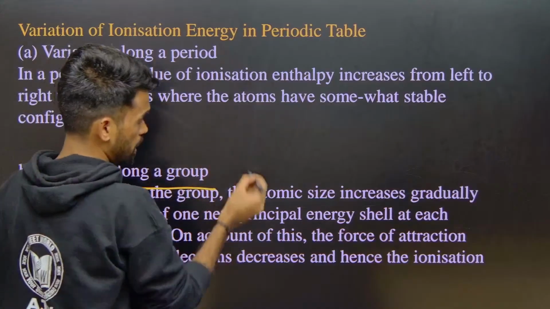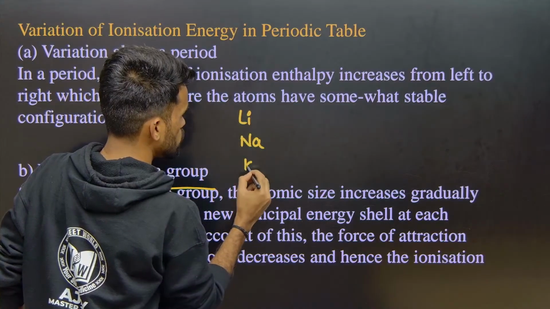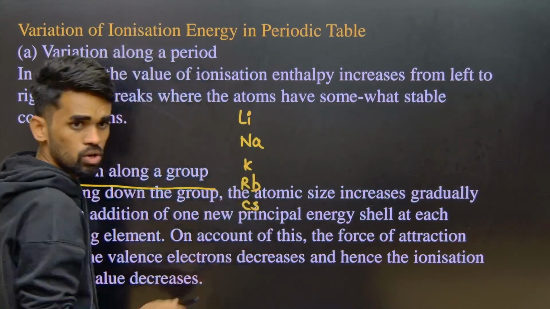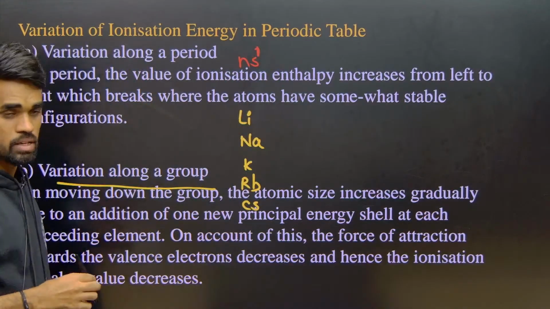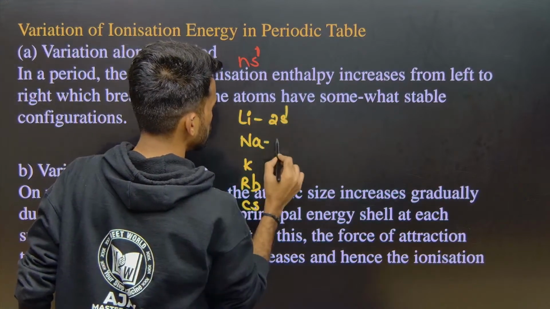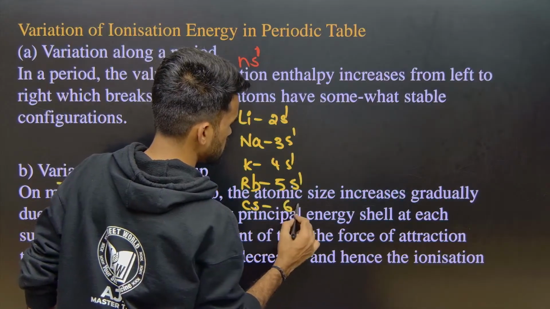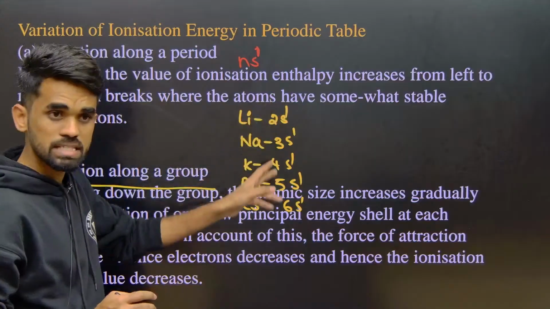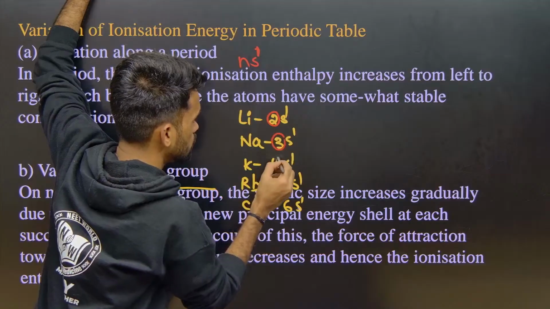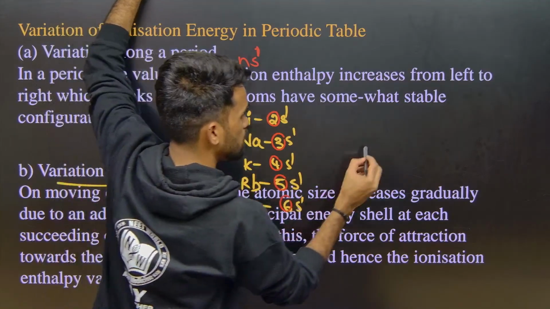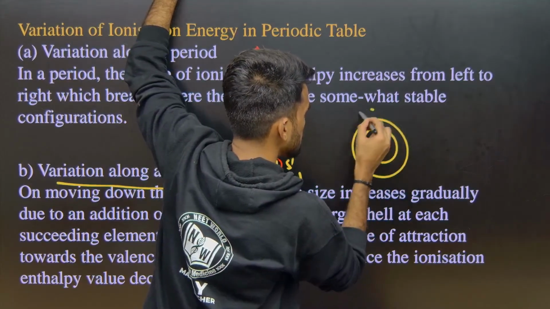if you compare the group elements, let us say I am taking first group elements only: lithium, sodium, potassium, rubidium, cesium. What is their general electronic configuration for this group? ns1. It means 2s1, 3s1, 4s1, 5s1, 6s1. I am not writing the complete electronic configuration, only the valence shell. Now if you look at their numbers here, they are increasing, right? So it means if this is a nucleus, the shell number is getting increased.